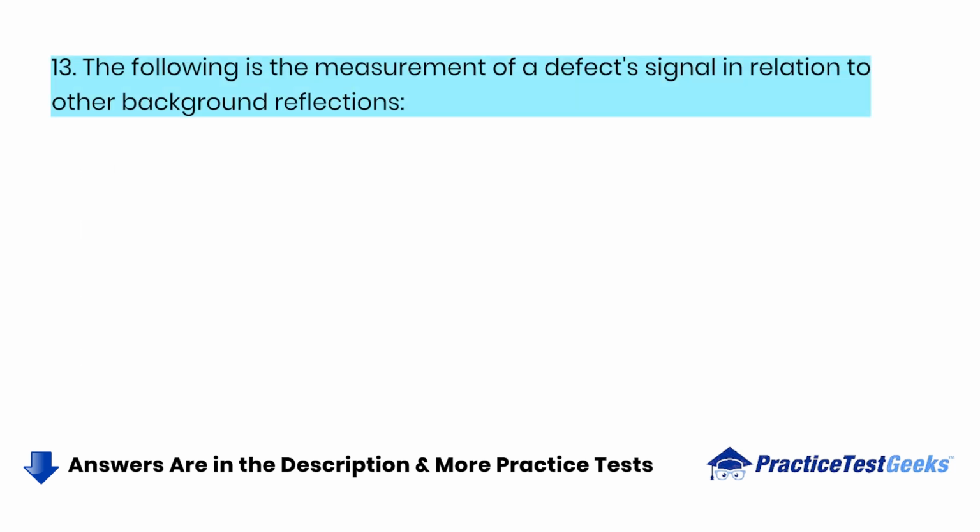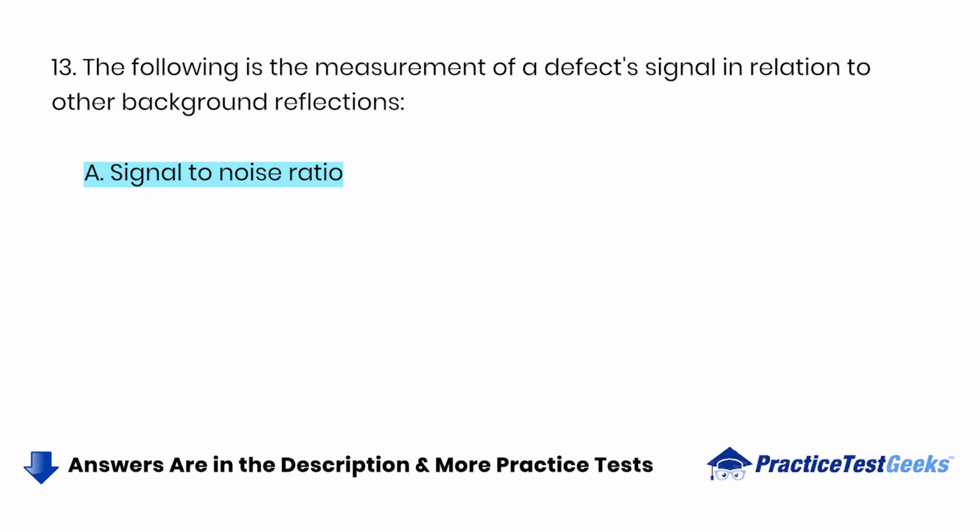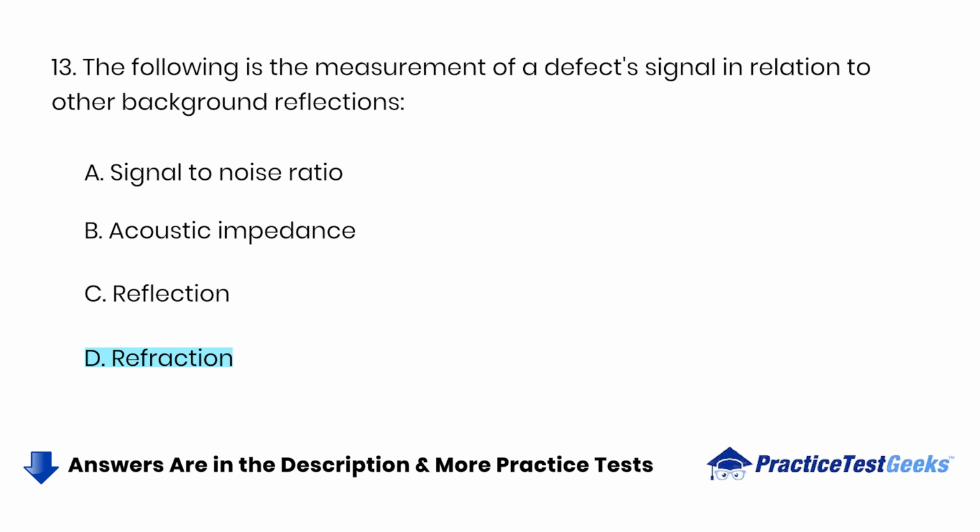The following is the measurement of a defect signal in relation to other background reflections. A. Signal-to-noise ratio. B. Acoustic impedance. C. Reflection. D. Refraction.